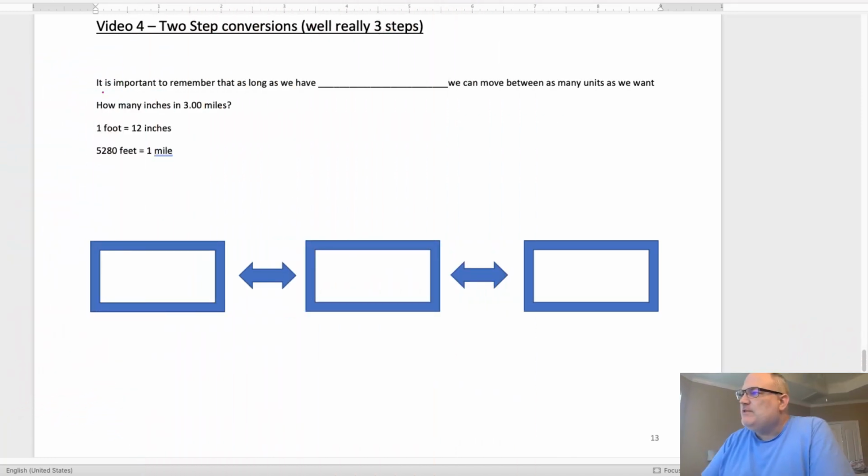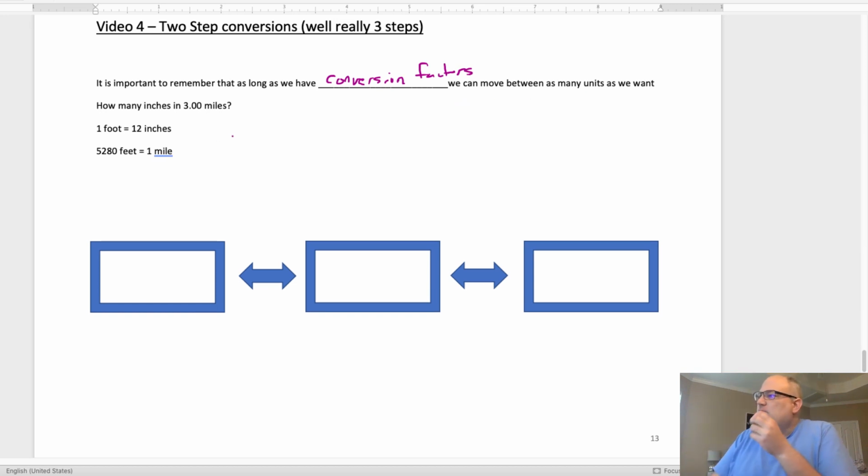Well, it's important to remember that as long as we have conversion factors, we can move between as many units as we'd like. So, for example, if I ask you how many inches there are in miles, there's very few of us that know the conversion directly between inches and miles. However, we do know how many inches there are in a foot, and hopefully we might be able to look this up, we know how many feet there are in a mile.